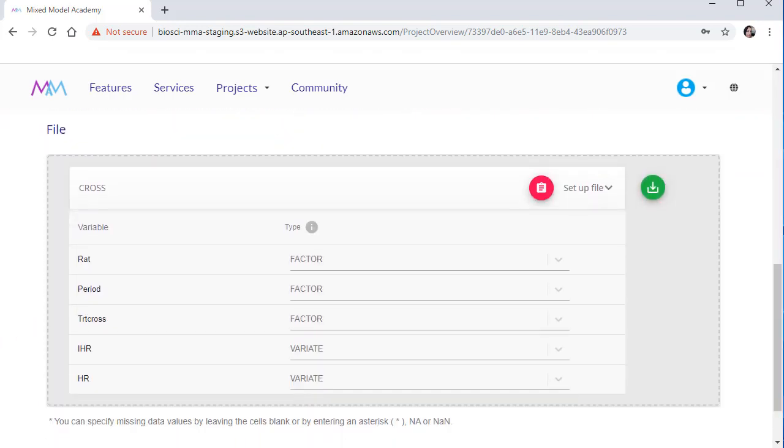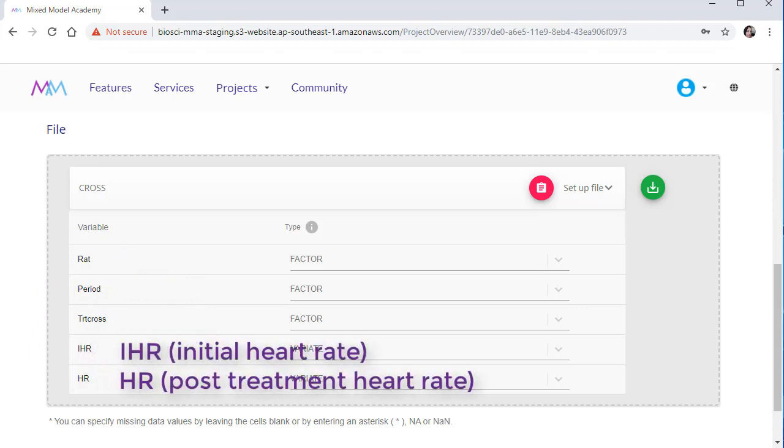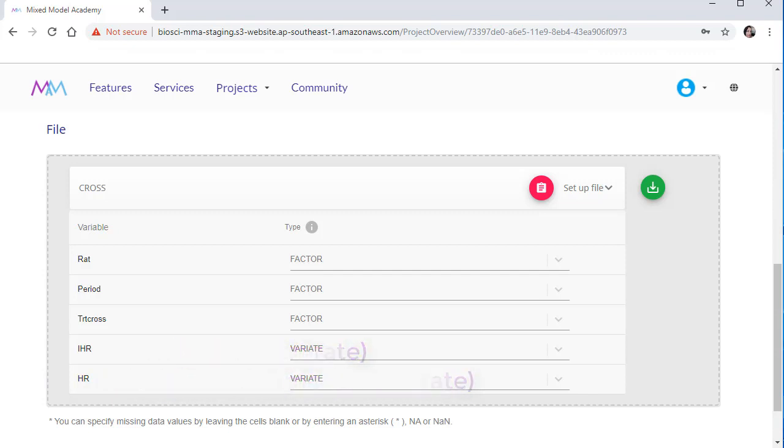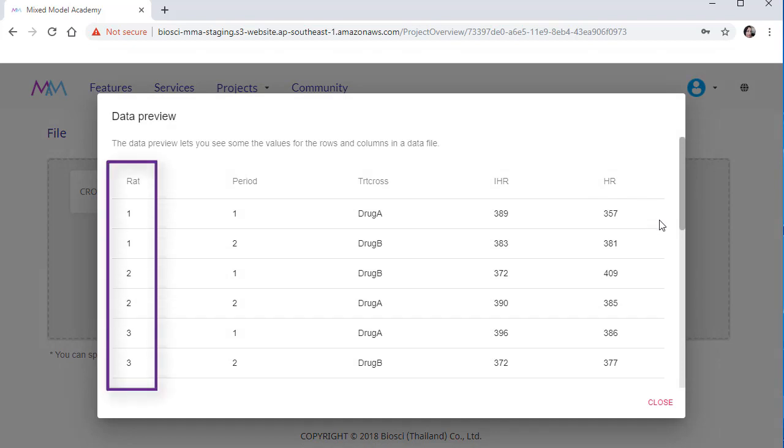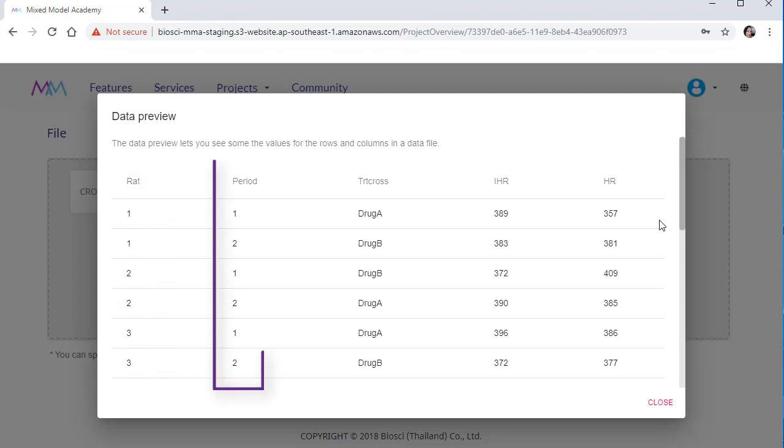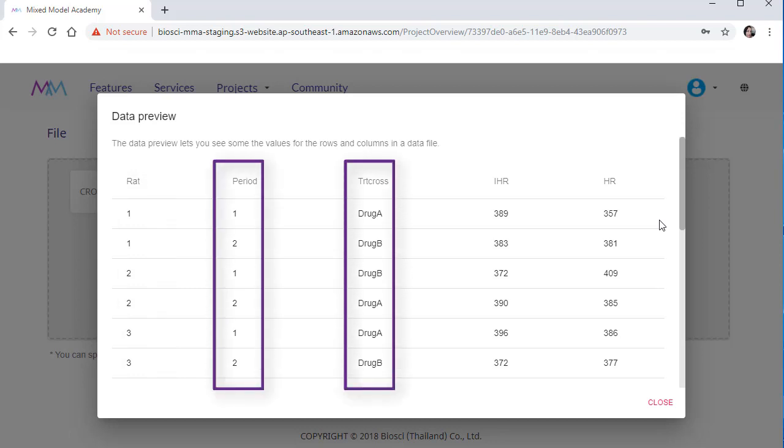The dataset contains three factors: rat, period, and treat cross, and two variates, IHR, the initial heart rate, and HR, the post-treatment heart rate. Let's see a preview of the data. The first column containing the factor rat identifies the individual rats in the experiment.